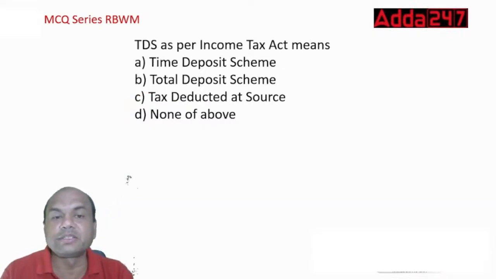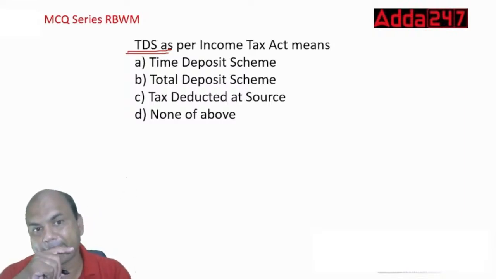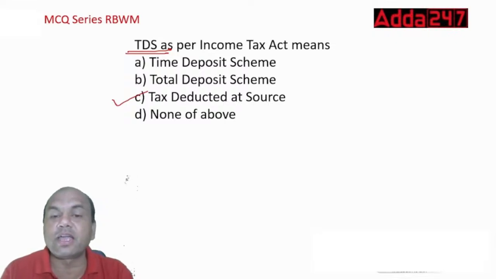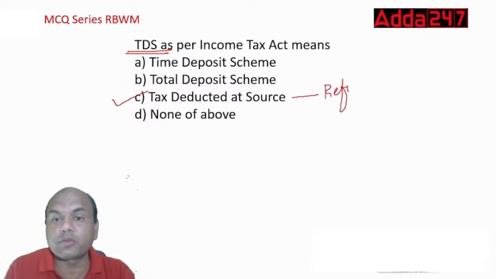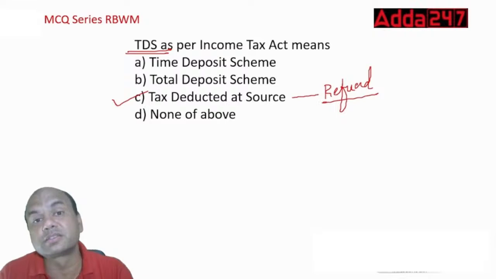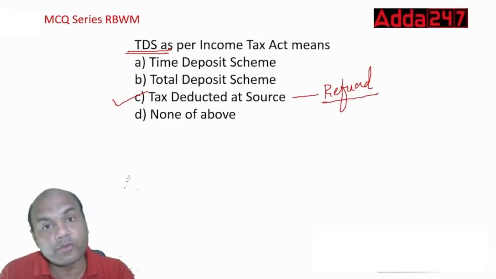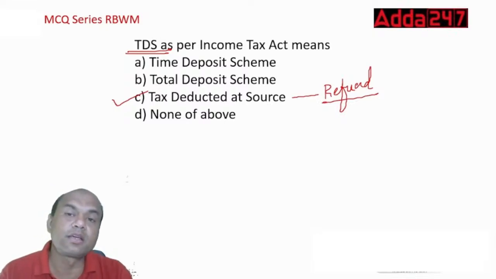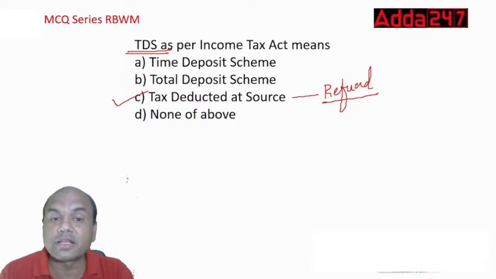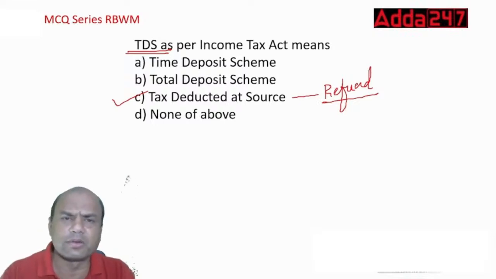TDS as per income tax. What is TDS? Time deposit scheme, total deposit scheme, tax deducted at source, none of the above. TDS means tax deducted at source. This is the advance tax which is paid by you and me, and we get a refund of this, right? How many of you file income tax returns? No, I'm not talking of Form 16. I'm talking of income tax returns. How many of you are filing? If you are filing the income tax returns, you will definitely get the refund. But if you are not filing, you are losing that money, because whatever TDS is deducted, you should get a refund if your income level is below the limit.